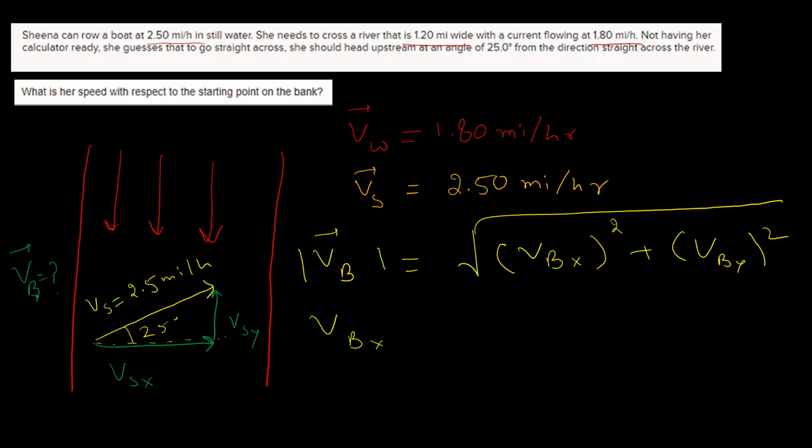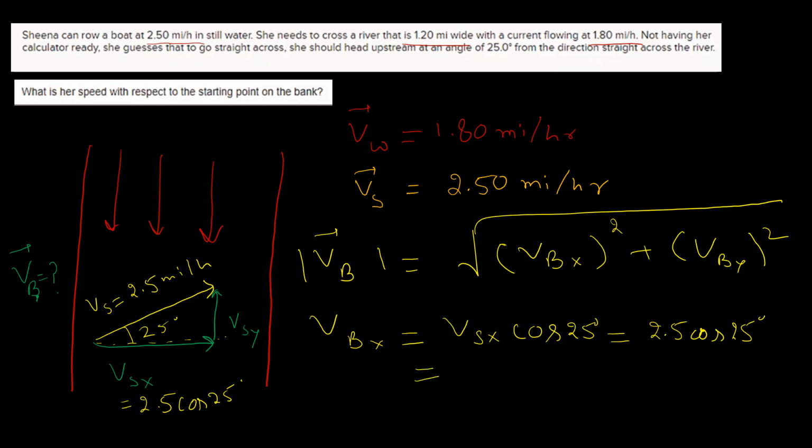VBx is going to be VSx, which is 2.5 with the cos of theta, which is 25 degrees. So 2.5 times the cos of 25. This whole will come out to be 2.27 miles per hour, and then VBy.